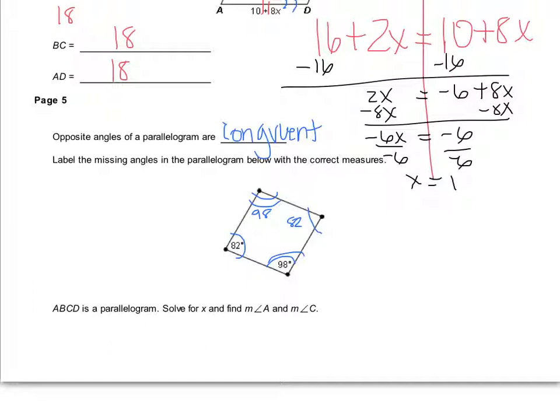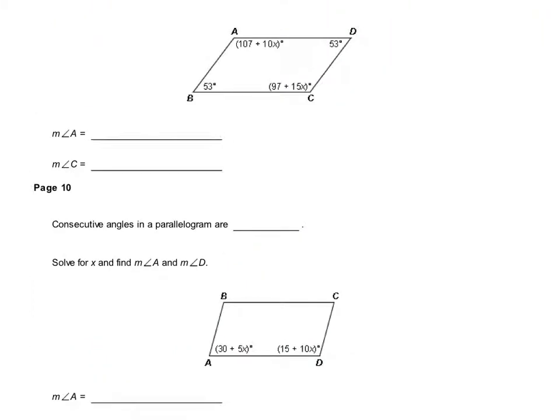Knowing that ABCD is a parallelogram, solve for x and find the measure of angle A and the measure of angle C. So we have our parallelogram here. We know that the opposite sides are congruent, so these are both 53. That also tells us that A and C are equal. So we can say that 107 plus 10x is equal to 97 plus 15x.